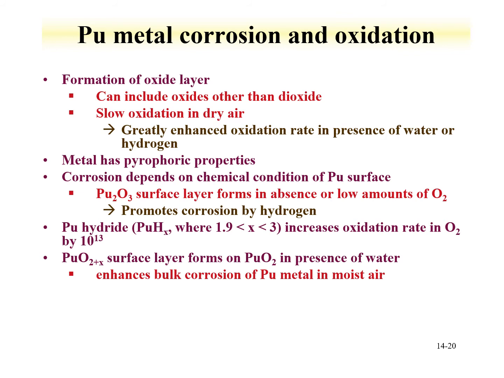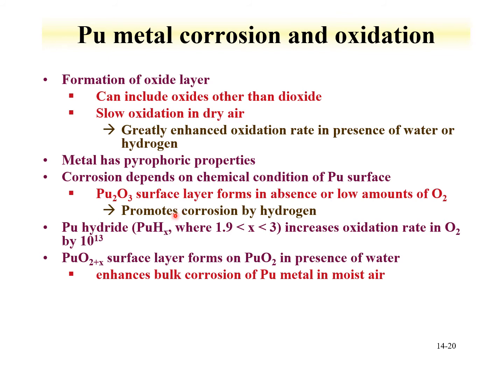Plutonium metal has pyrophoric properties, so it's known that the oxidation can be very rapid. What is known is that the corrosion depends upon the chemical conditions of the plutonium surface. So if there's low amounts of oxygen present, as opposed to forming PuO2, Pu2O3, so the trivalent as opposed to the tetravalent oxidation state, can be formed. This phase actually promotes corrosion by hydrogen. So the role of water, again in the presence of oxygen, is important.